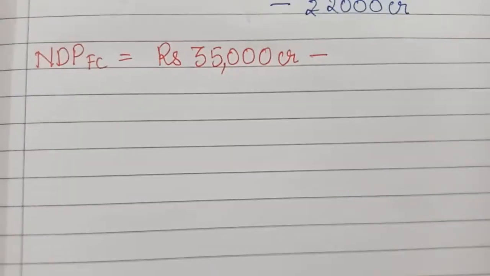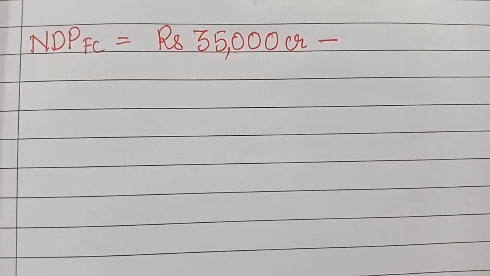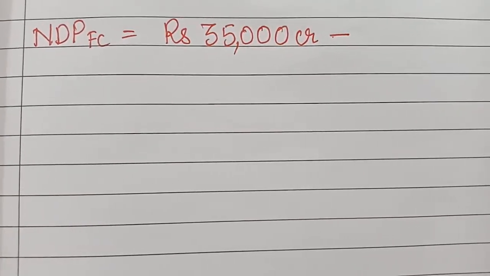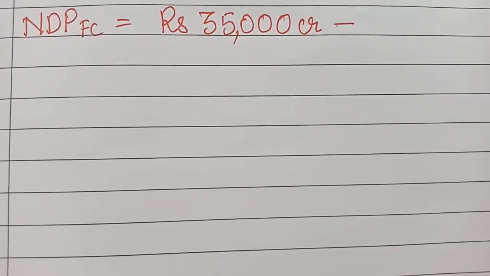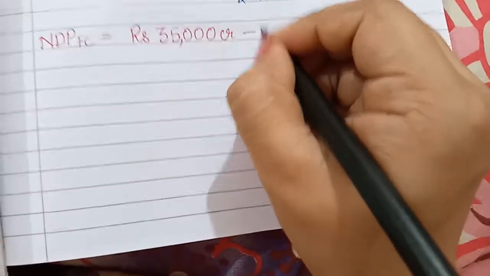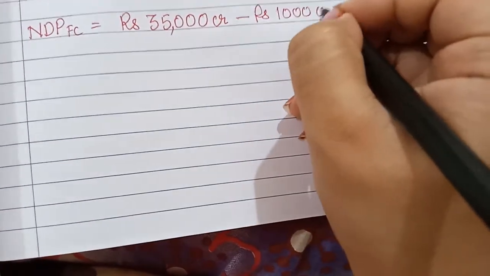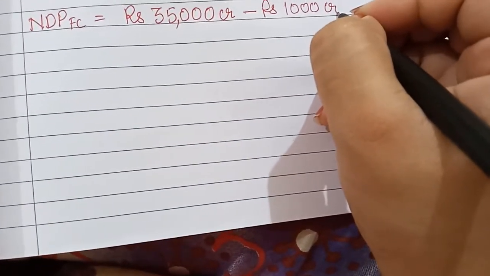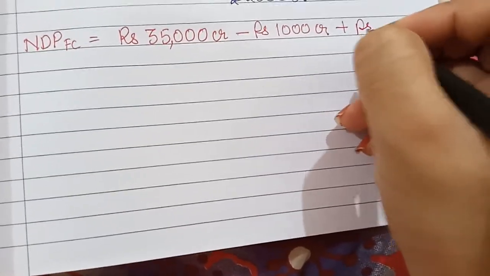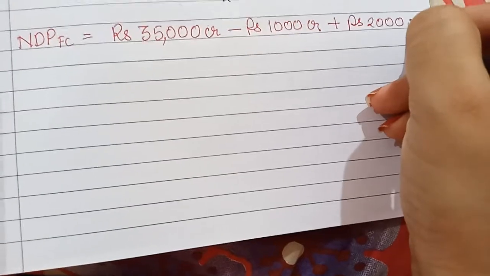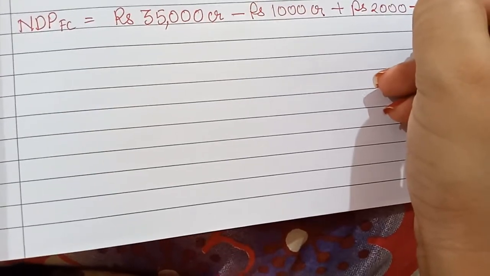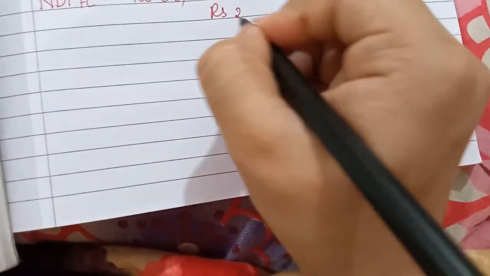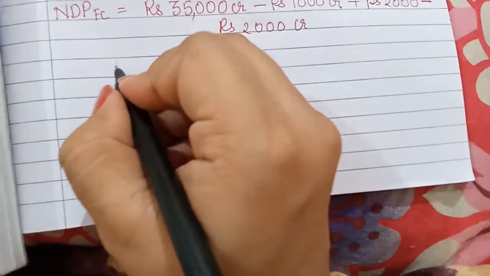Now our NDP-FC will be GDP-MP minus indirect taxes. So over here GDP-MP we calculated as rupees 35,000 crore, minus indirect taxes. Indirect taxes is given as rupees 1,000 crore. So over here I will mention minus rupees 1,000 crore. Then it will be plus subsidies. Subsidies is rupees 2,000 crore. Then we have to subtract the depreciation. Depreciation is given as 2,000 crore.